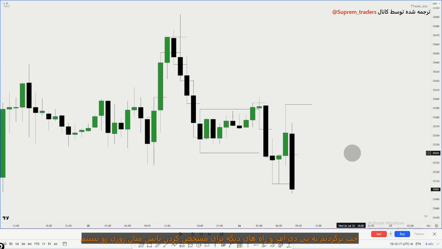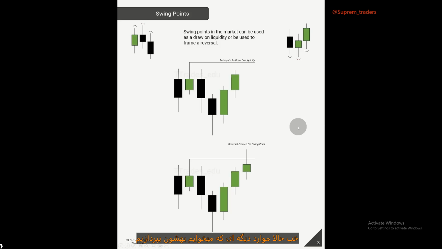Let's get back to the PDF and look at a few other ways to get intraday bias. The next thing we are going to cover are swing points, failure to displace, and then the next day model, or just the next candle model. So swing points, if you haven't seen my video on buy side and sell side liquidity, I'll link that in the top right. However, swing points are just turning points in the market. We can use these to anticipate a draw on liquidity, or also frame a reversal off of them.